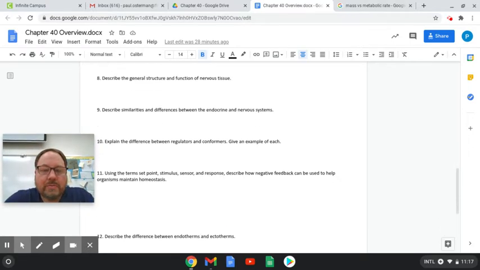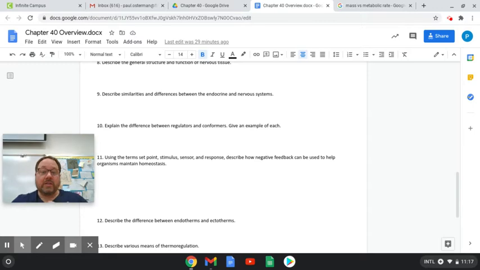9, similarities and differences between the endocrine and nervous systems. Now, your endocrine system, that's your hormonal signaling system. So your endocrine system has hormones released into blood vessels, and then they travel all over the body, and then those hormones are detected by receptors on cell surfaces. So hormones travel all over the body, but just dock on receptors on target cells. The nervous system is more precise. You have sort of prescribed routes of electrical signals that are carried through the wires of the nervous system. So again, we'll talk about that more in other chapters.